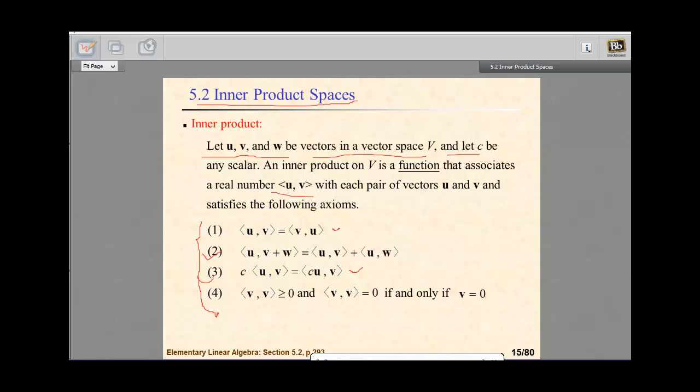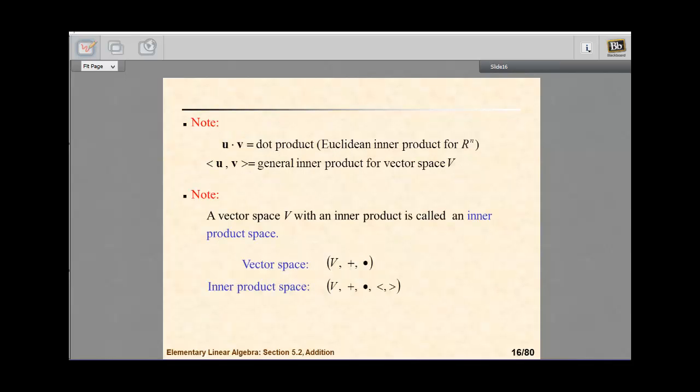And the third property is if we multiply any constant with <u, v>, then the constant can be written as <cu, v>. And the fourth property is <v, v> is greater than or equal to 0, and <v, v> will be equal to 0 if and only if v is equal to 0. So these are the four properties that you have to memorize.